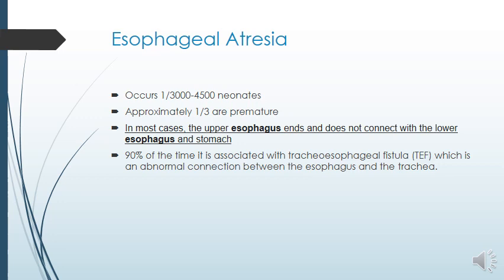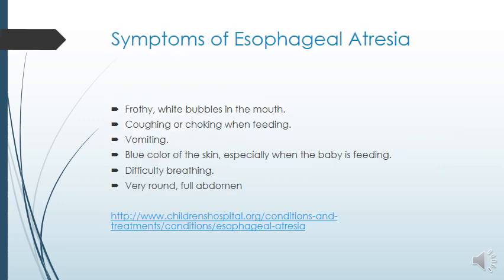esophagus and the trachea. The symptoms of esophageal atresia are frothy white bubbles in the mouth, coughing or choking when feeding, vomiting, blue color to the skin, especially when the baby's feeding, difficulty breathing, and a very round, full abdomen. Please go to the Children's Hospital site to look at a talk about esophageal atresia.